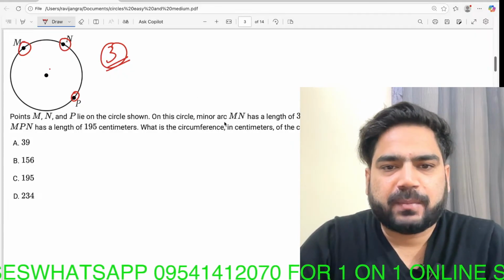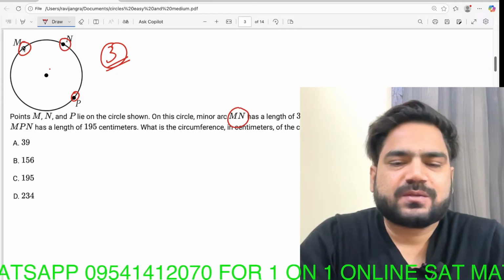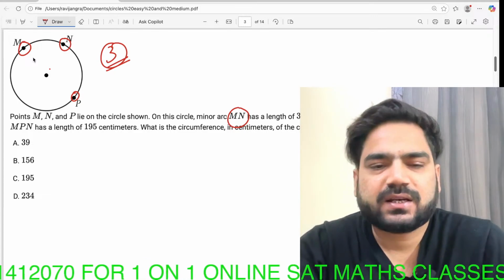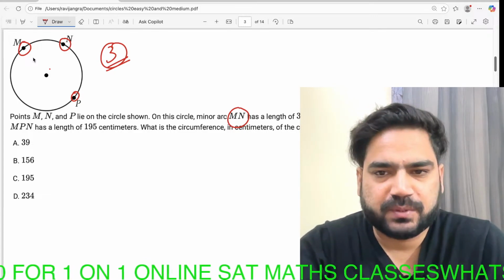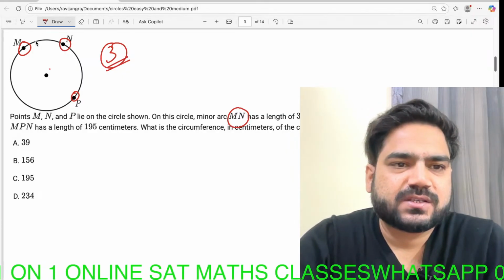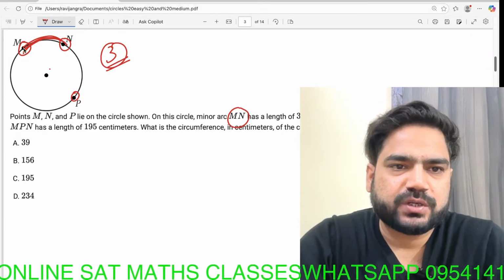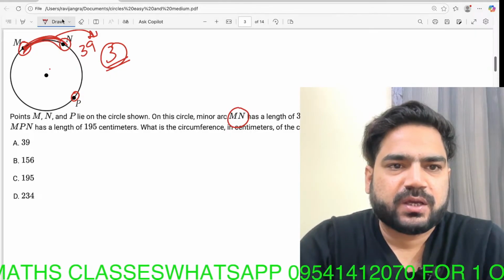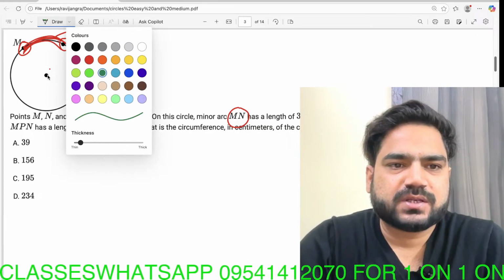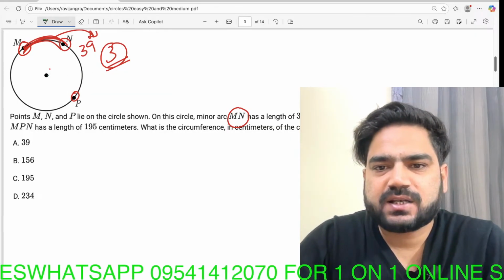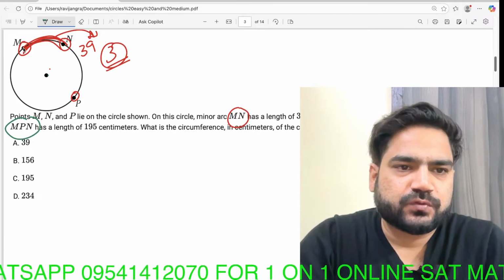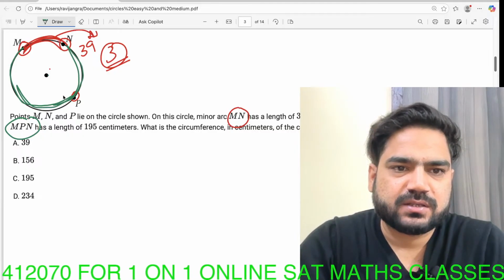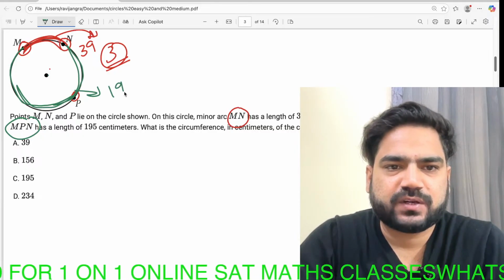On this circle, minor arc MN. So what is a minor arc? Minor arc and major arc, two topics. A minor arc is the lesser arc, the small arc, and a major arc is the biggest arc, the big arc. So MN is the small arc. You can see from here to here, this is the small arc, and its length they have given is 39 centimeters. And apart from this minor arc, the major arc is also given, major arc MPN. So from here you will come to P, and then from P to N. This major arc, they are saying its value is 195.